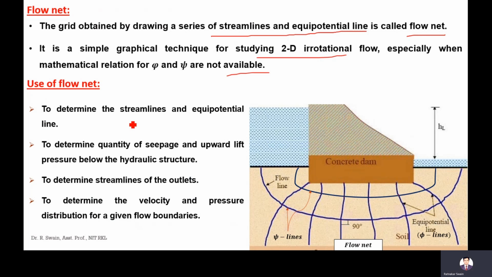Use of flow net to determine the streamlines and equipotential lines, to determine the quantity of seepage and upward lift pressure below the hydraulic structure. The streamlines at the outlets are needed to construct this outlet structure. Okay, the streamlines are required to determine the velocity and pressure distribution for a given flow boundary.